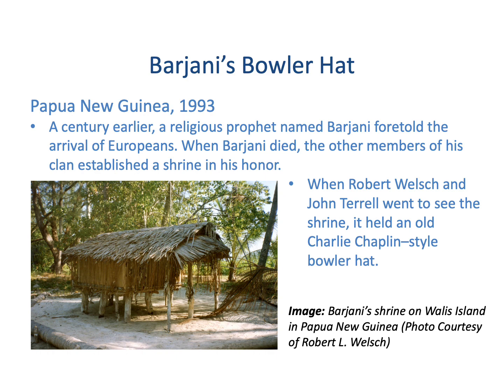Here, if we look at Papua New Guinea, the Barjani's bowler hat. A century earlier, a religious prophet named Barjani foretold the arrival of Europeans. When Barjani died, the other members of his clan established a shrine in his honor. When one of our authors, Robert Welsh and John Terrell, went to see the shrine, it held an old Charlie Chaplin-style bowler hat. This seemingly out-of-place object had great significance. It was Barjani's hat, and as a European hat, a reminder of his prediction.